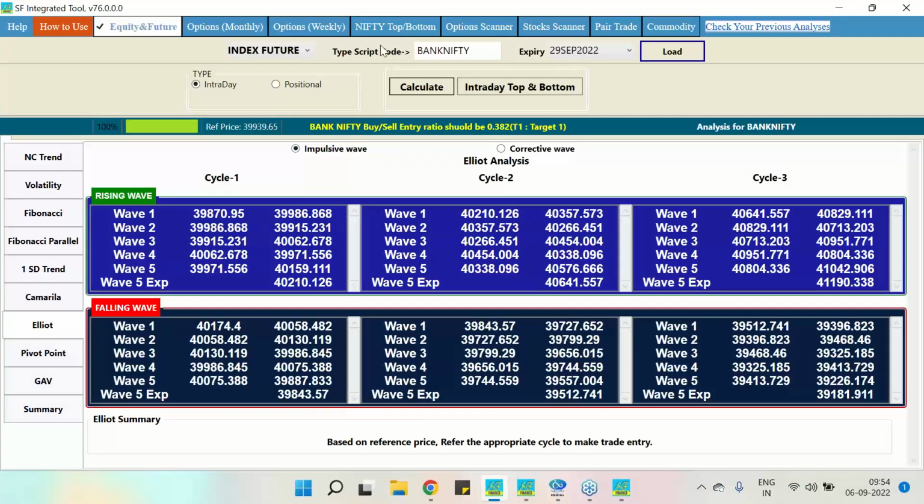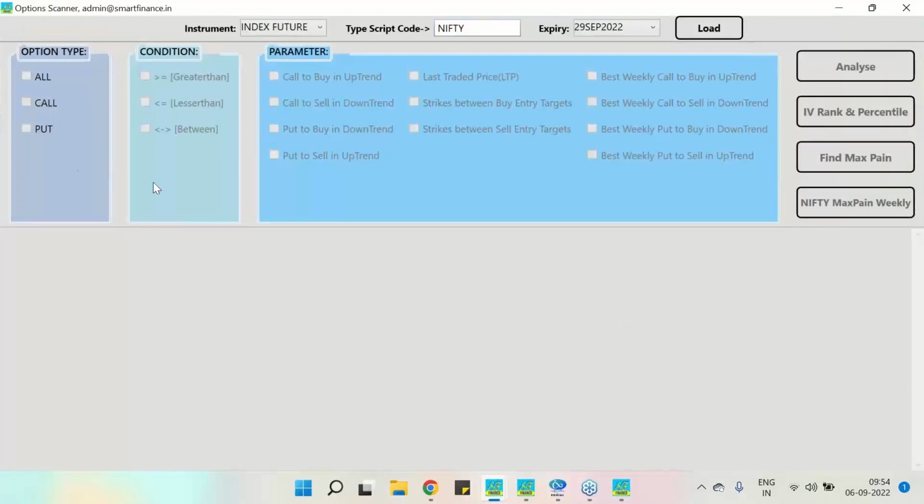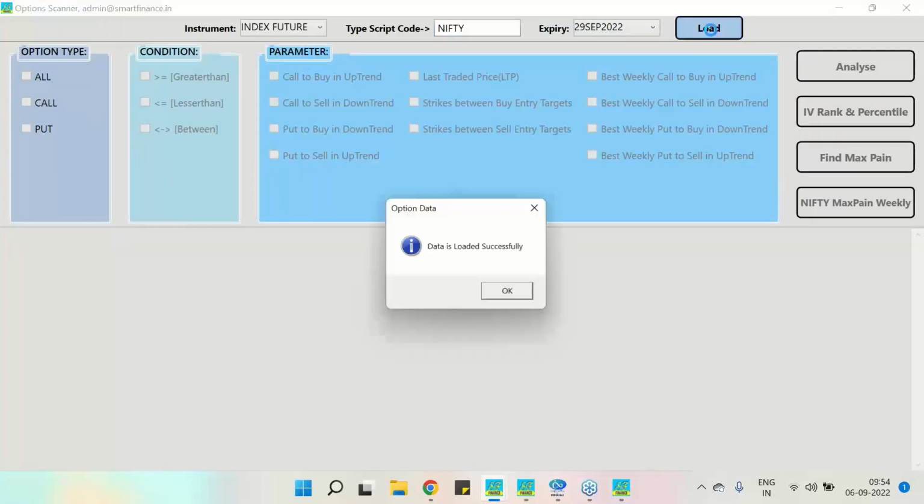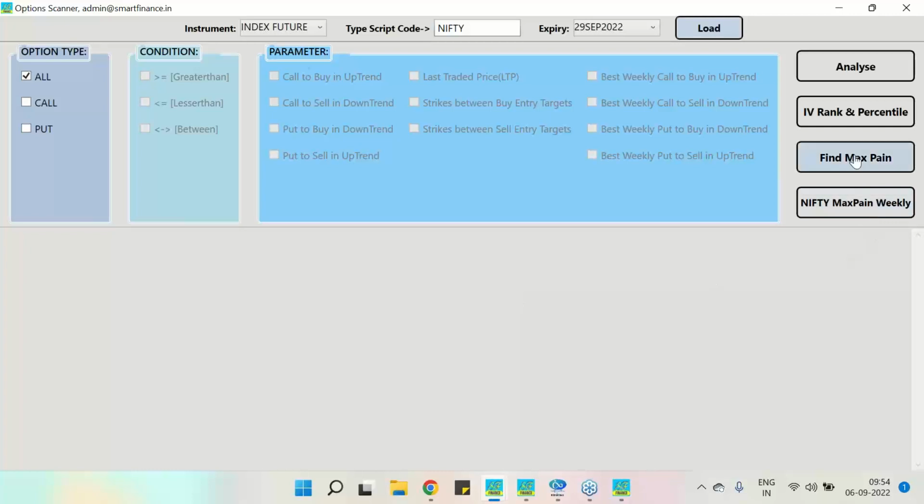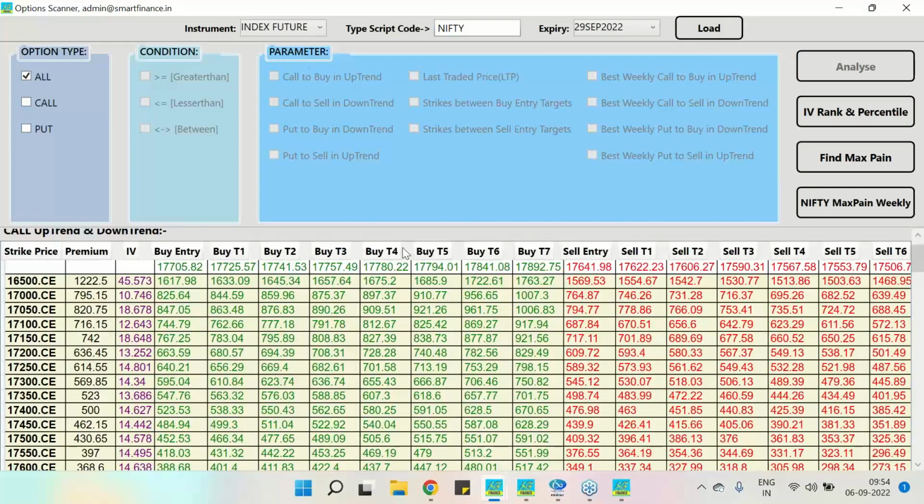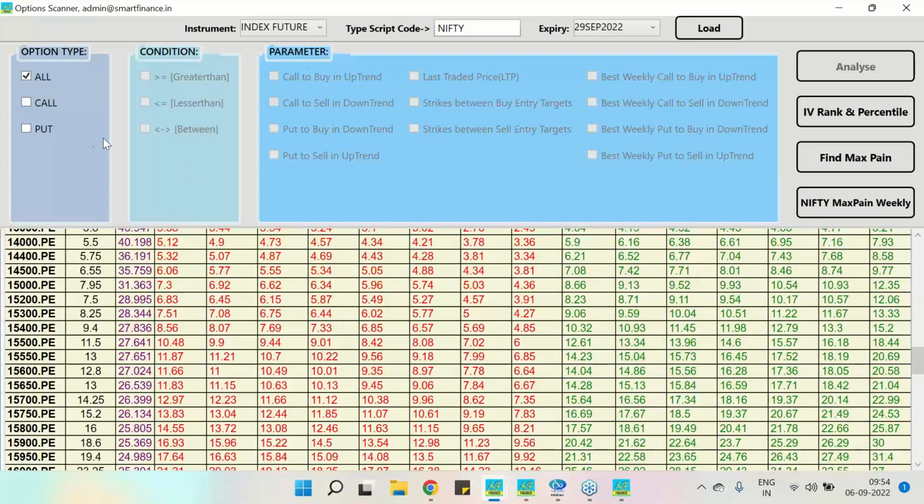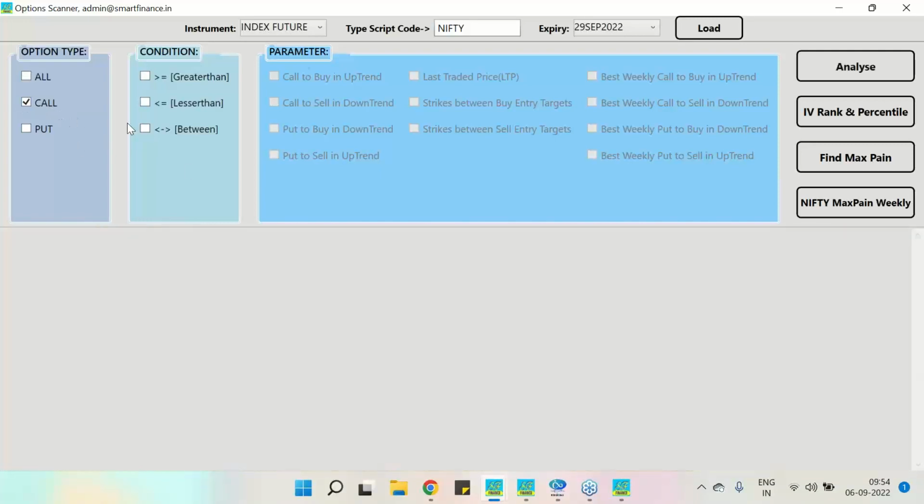Now we will go for some simple option trades using the option scanner. I have just gone to this and loaded the Nifty data, and we have already demonstrated how to use max pain, IV rank, IV percentile and other things in the last program. So last program we have explained it. Now I have analyzed the Nifty data, all calls and puts, and now I am going for some selectives.